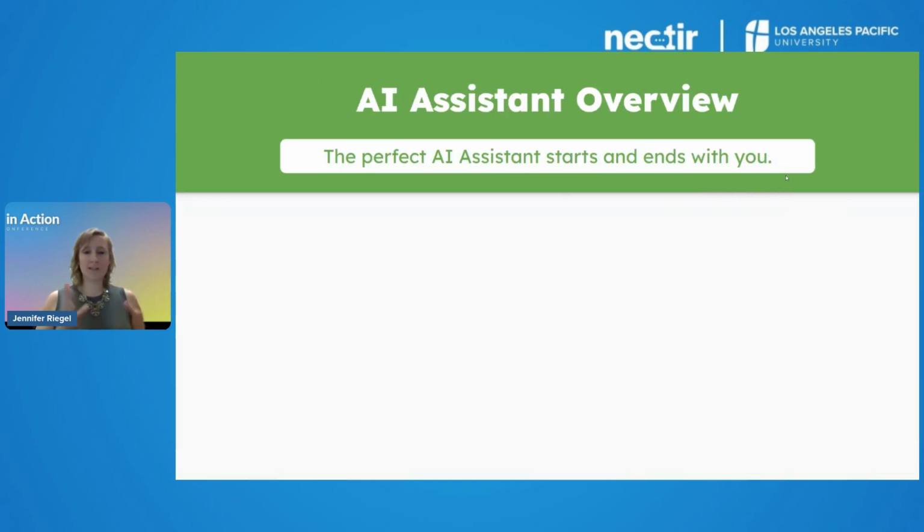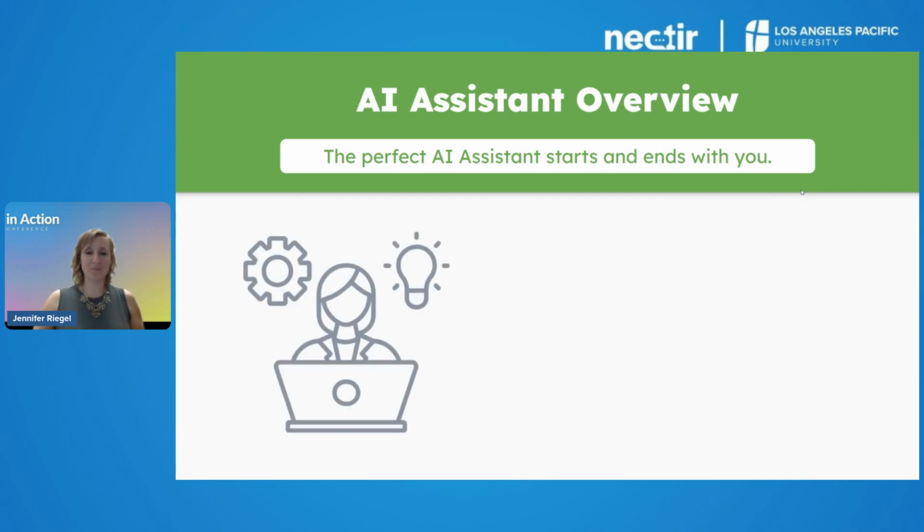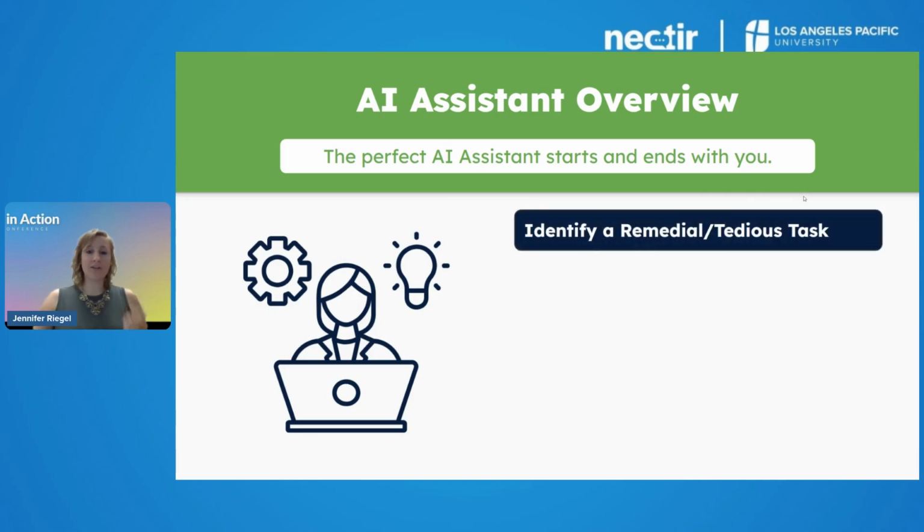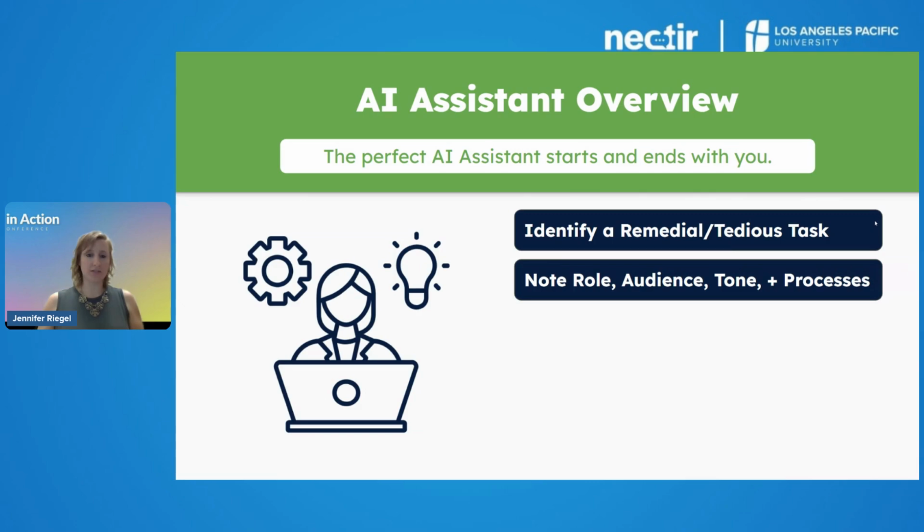So as I just said, AI works best when it starts and ends with you. To give you a little overview, when you're ready to create your AI assistant, these are the steps you would take. The first thing is you need to identify whatever task you have in mind, for example, creating a syllabus. Once you know what the task is, you can note those aspects that we just talked about: what is the role, who is the audience, what is the tone, and what steps, processes, and boundaries should the AI know? For this, I like to put all of my ideas in a Google Doc, so that I have a clear place where I can brainstorm.